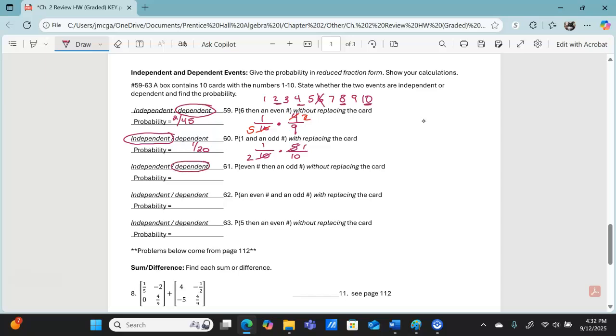The probability of an even and then an odd without replacing. Since you don't replace, one pull affects the other one, so it's dependent. So the even numbers, there's 5 of them: 2, 4, 6, 8, and 10. And when you're done, let's say you pulled the 6, there's 9 cards left. 5 of those are odd. So we're going to get 5 out of 18 as our probability there.